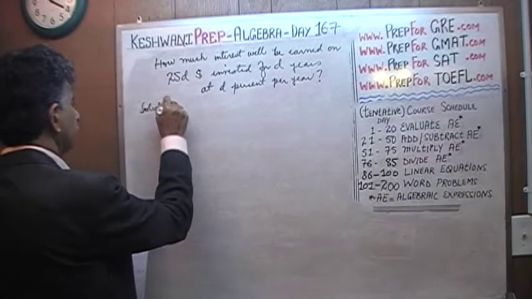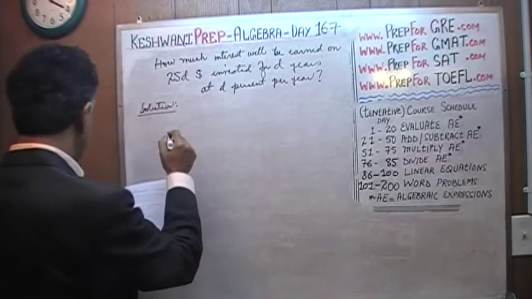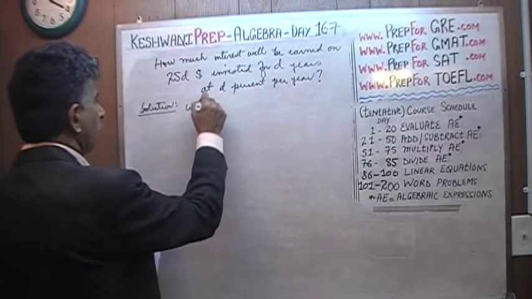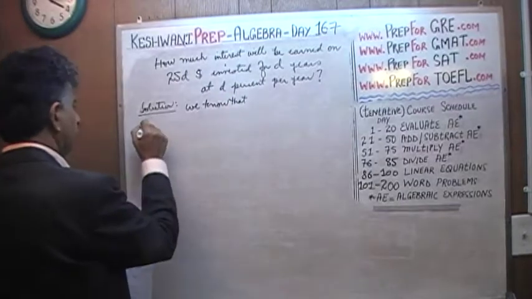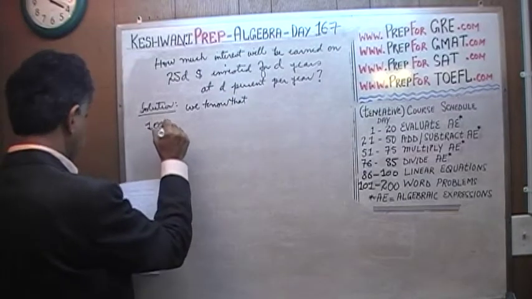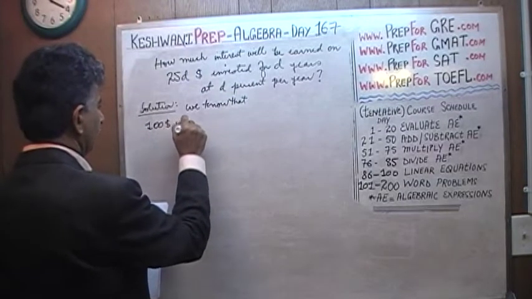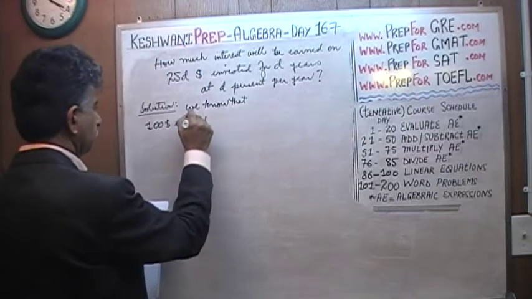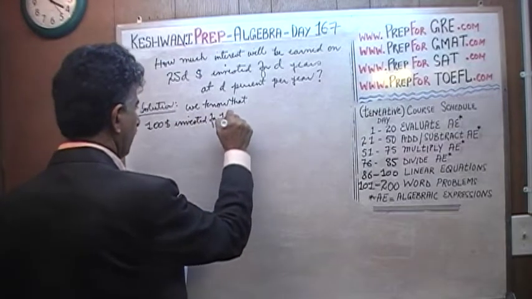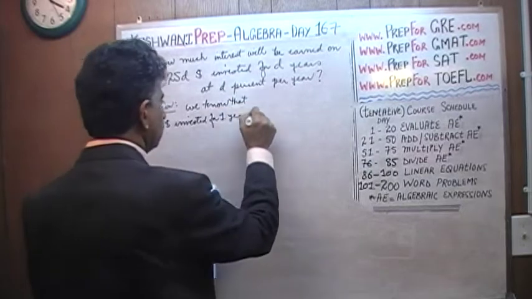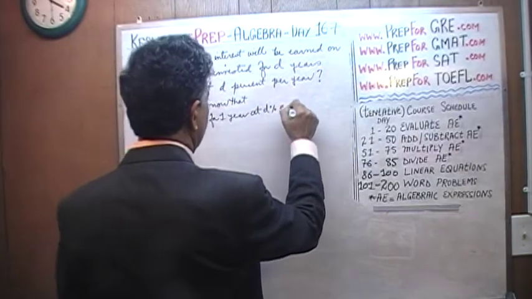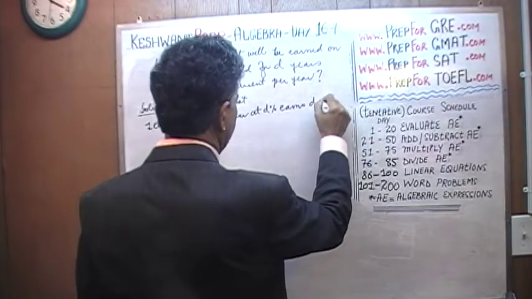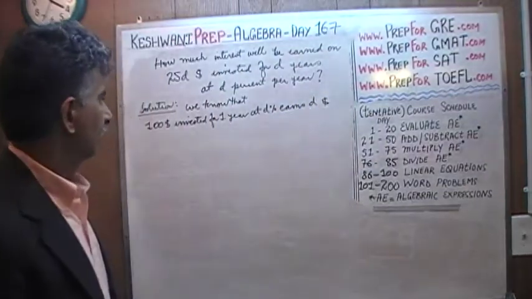Here's the solution. We know that $100 invested for 1 year at D% earns $D. We know that. That's what it means.